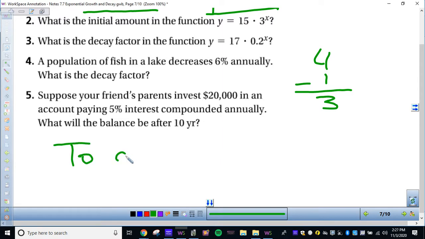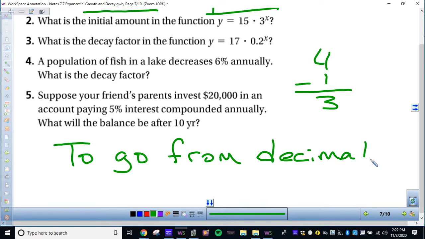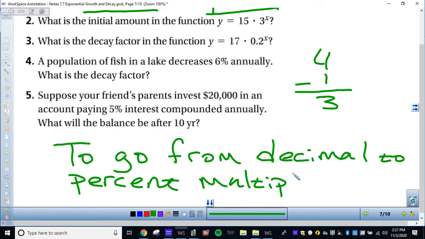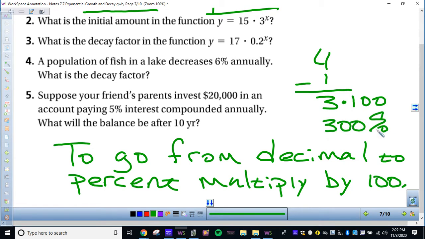So to go from decimal to percent, you want to multiply by 100. Okay, so if we multiply 3 by 100, it's going to be a 300% increase. Okay? So we know it's growth or increase because that 4 was greater than 1. If we look at this one, that's less than 1, so we know it's decay.